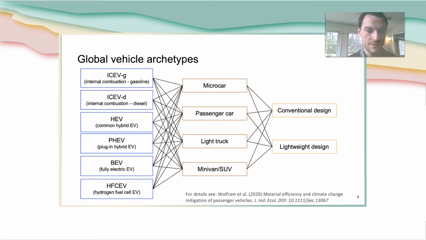Then if we go to the middle part of this slide, you can see we also considered the most popular vehicle segments. Globally, these are quite popular segments. So you can see we have microcars, passenger cars, light trucks, which are popular in the US and in other countries. And we have minivans and sports utility vehicles. And on the very right side, you can see that we also considered different manufacturing and design techniques. So for example, we model a conventional manufacturing design, which is predominant nowadays, and also a lightweighting design, which is gaining popularity due to increasingly tighter fuel economy standards. Next slide, please.